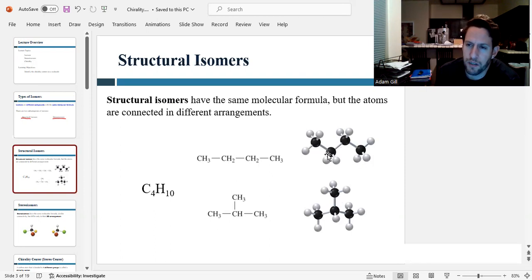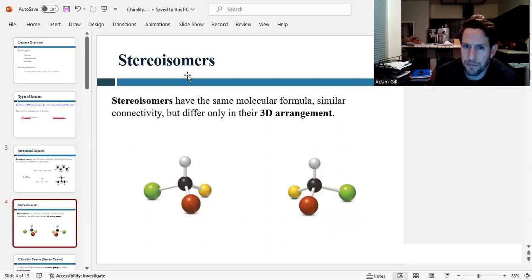The example we saw back in chapter 11 here was butane, or you could have methylpropane. You can have all 4 carbons in a row, or you could have 3 in a row with a branch. And so these have a different connection pattern. The only thing they have in common is the same molecular formula. Now, stereoisomers have the same formula. They have a similar connectivity, but they differ only in their 3D arrangement.